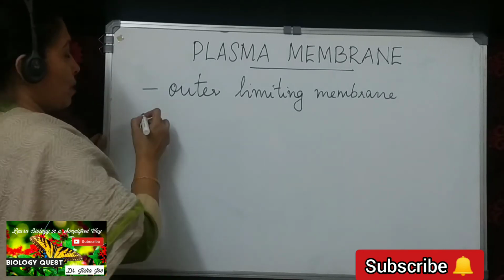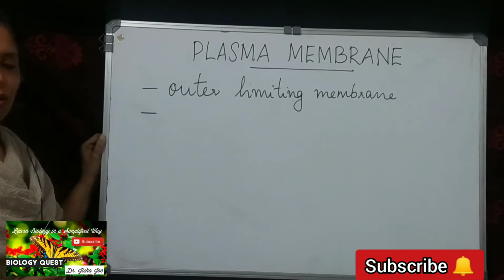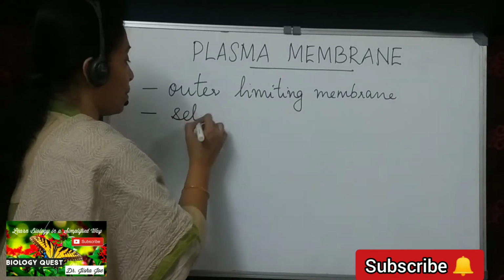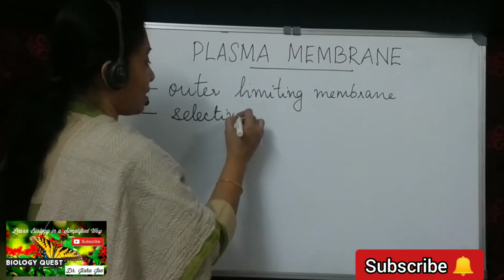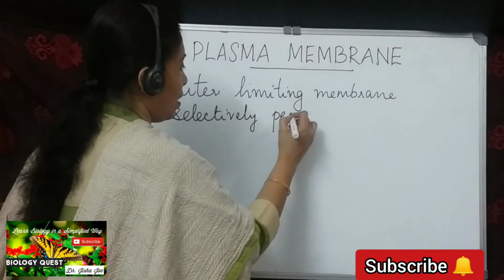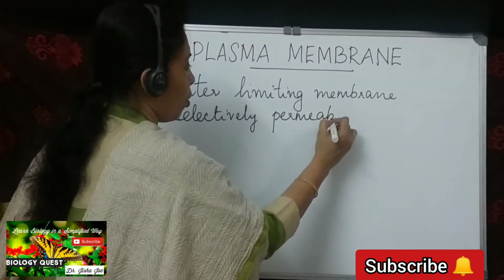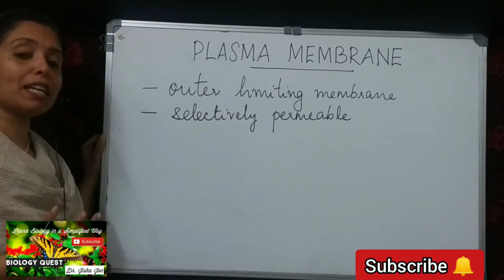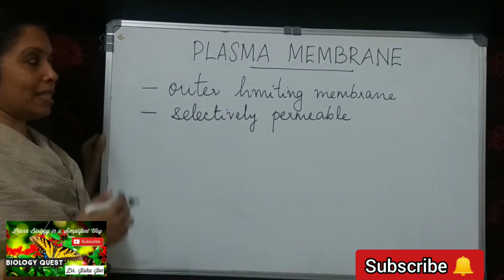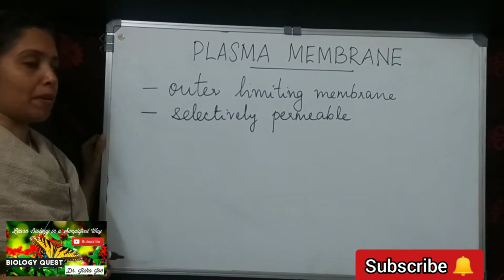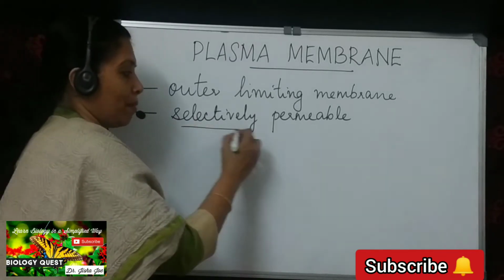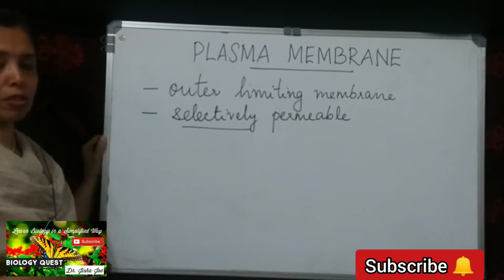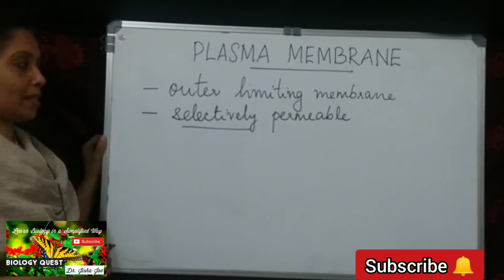Now another important feature of the cell membrane or the plasma membrane is that it is a selectively permeable membrane. We have seen that the cell wall is a freely permeable membrane. It allows movement of any molecules through it, whereas the plasma membrane is selectively permeable. That means it allows only selected molecules to pass through it.